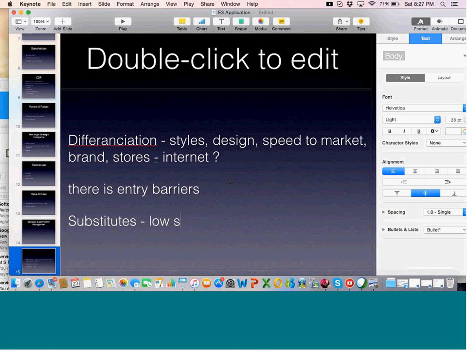What threat do you think? Do you think substitute is low or medium? Yes, medium. There's a lot of competition in the fashion industry, considering that these people have not gone a lot into internet shopping. Yes, I think so. There is going to be a medium threat here.